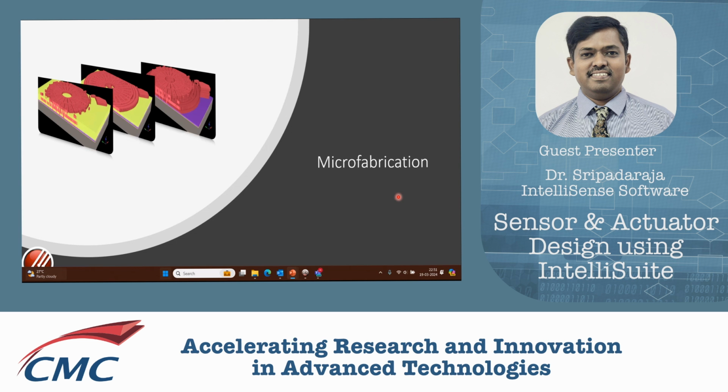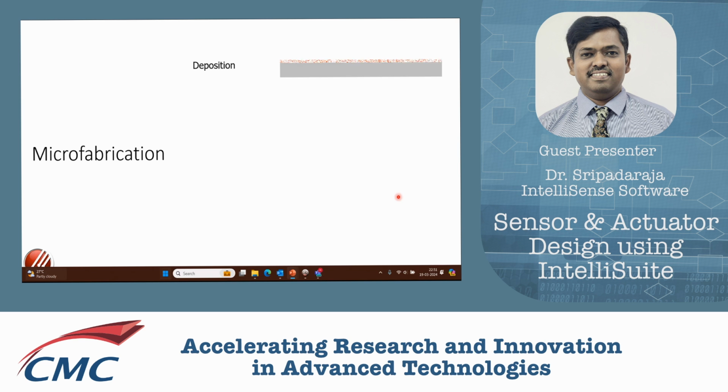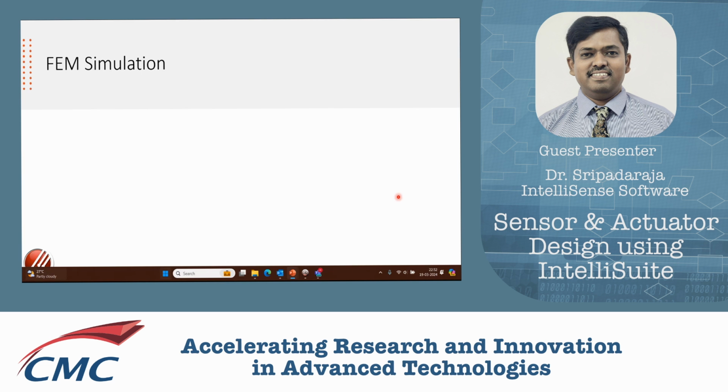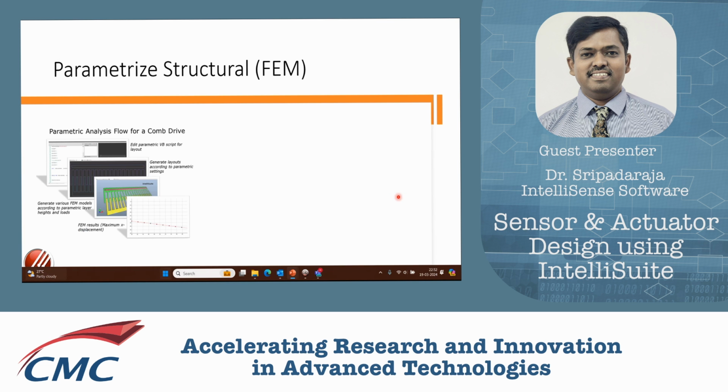Yeah, so let me jump on to the microfabrication. The four major steps in microfabrication are deposition, lithography, etching, and bonding. Different materials, different processes, different steps, different etching methods, different types of masks, various bonding processes. So name it, you get it. Okay. So yeah, this is an overview of what the software is all about.